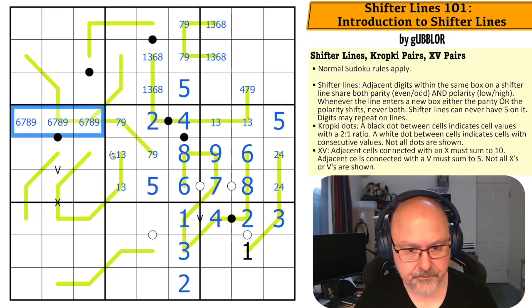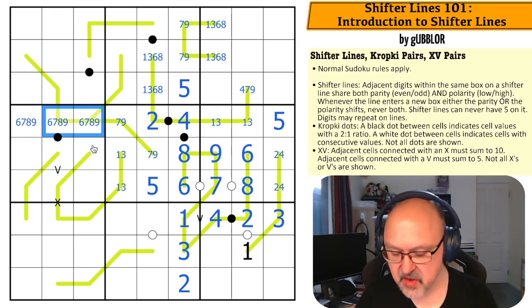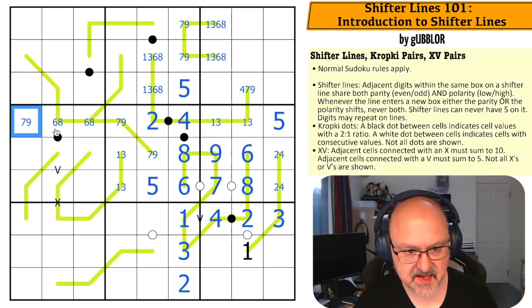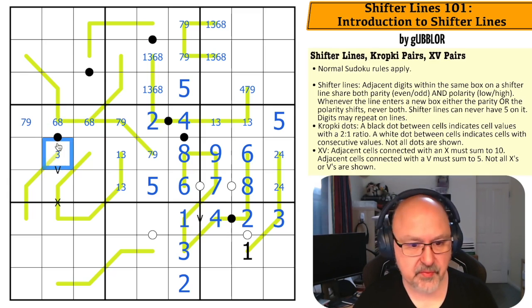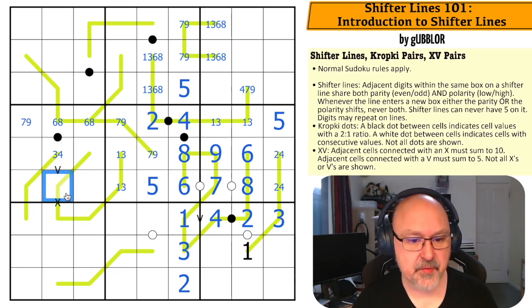But over here, this 7, 9, this must shift. So this has to either be low odd, which they're not, or high even. So those become the high even, and those become the 6, 8, which means this is not 6, 8. 6 would only go with 3, 8 would only go with 4, because I can't go up from those on the ratio. 3 means this is 2, and 4 means this is 1. Interesting.